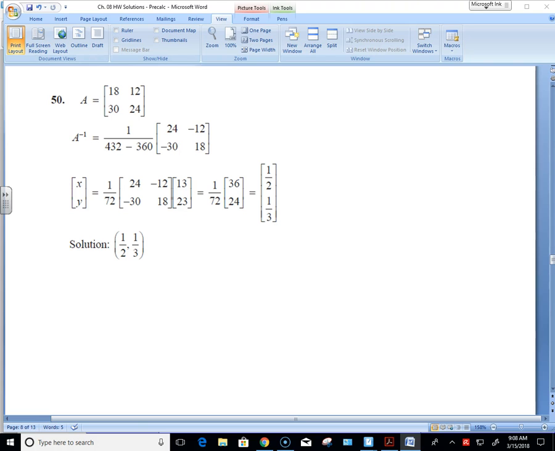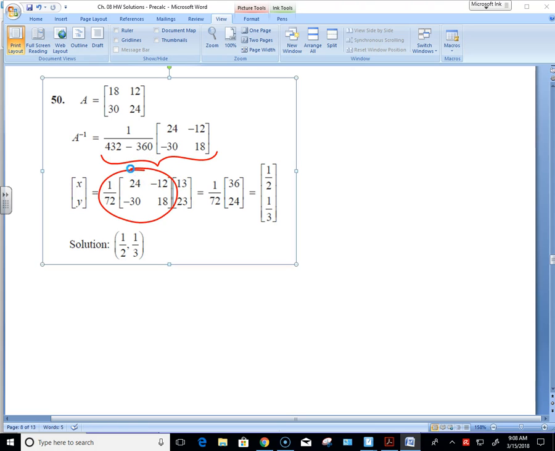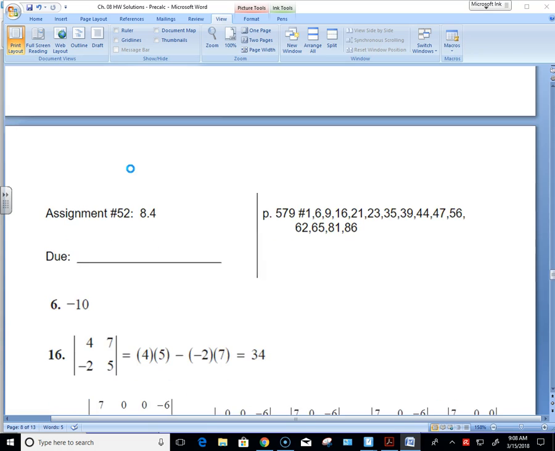I wish they had shown this a little bit clearer. They're being a little bit messy. There's their inverse, and then they multiplied it by the constants. That was like an application that we saw towards the end of notes. Final answer, 1/2, 1/3. And then that's the end.